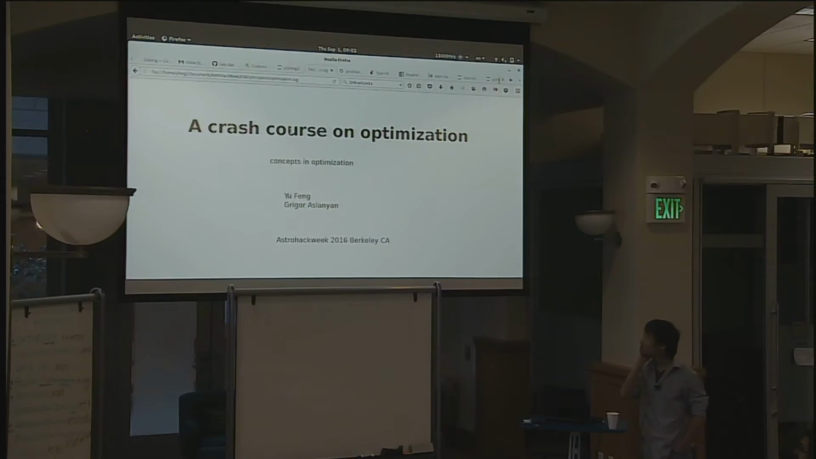Yes. This will be a crash course on optimization. I think the main goal of this lecture is to familiarize ourselves with concepts used in optimization, such that when we are done, we are ready to go out and read the documentations of these packages and understand what they are doing. So I'll do the first part, focusing on the basic concepts, and Grigor will further develop these concepts and show some of these algorithms in action.